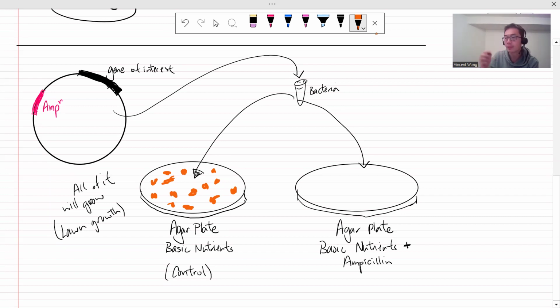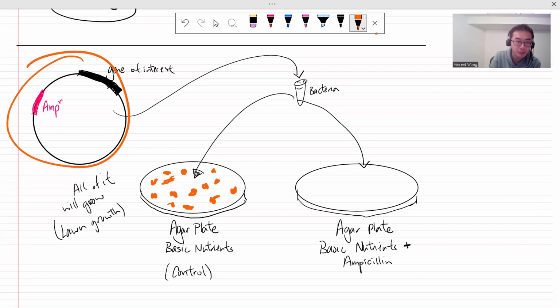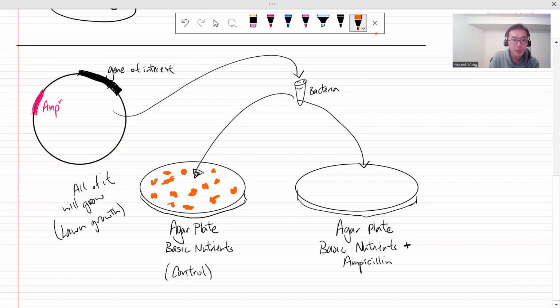Ampicillin is going to kill off the bacteria, right? However, if the bacteria has taken up the plasmid, then they will have gained ampicillin resistance. So some of it will grow, not a lot though.